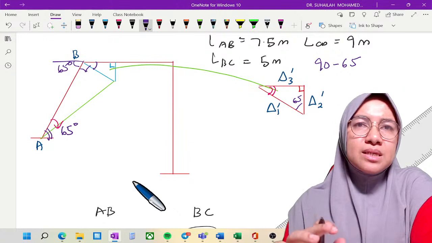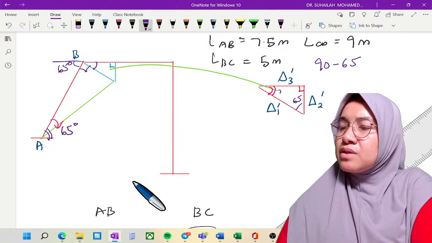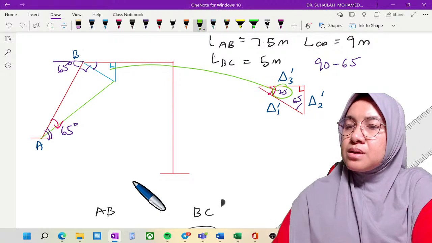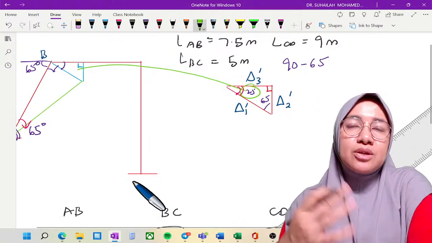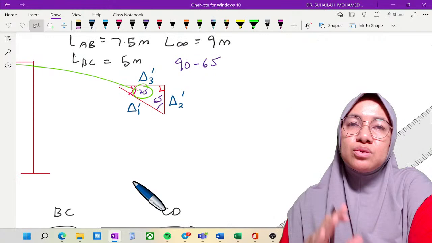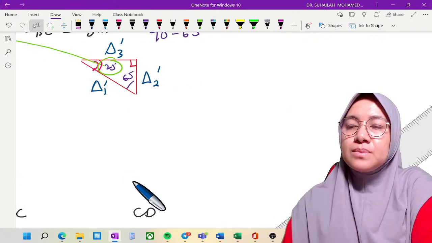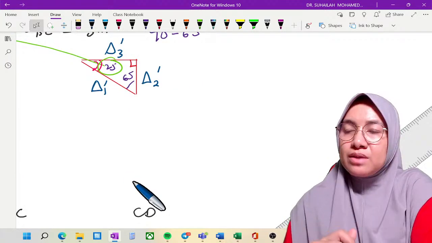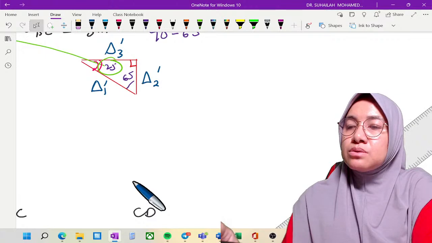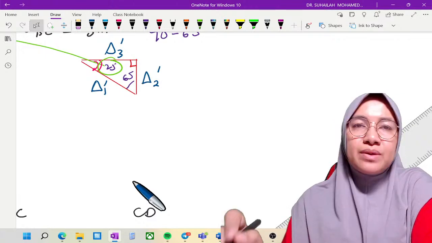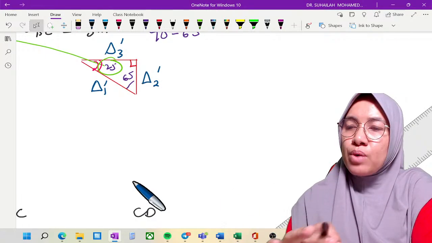90 minus 60 is 30, 25. So this is 25. It doesn't matter which angle you want to use. Let's say I want to use this 25. So I want to have delta 2 in terms of delta 1, and delta 3 in terms of delta 1.